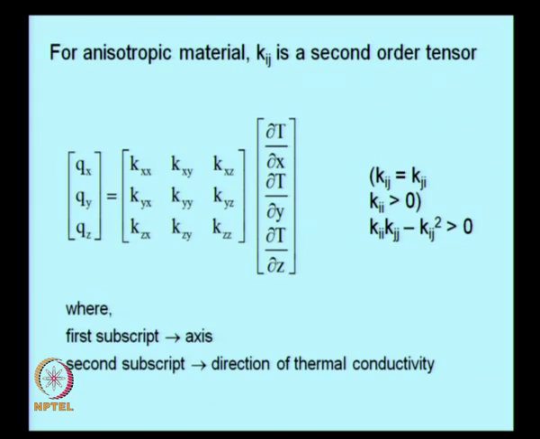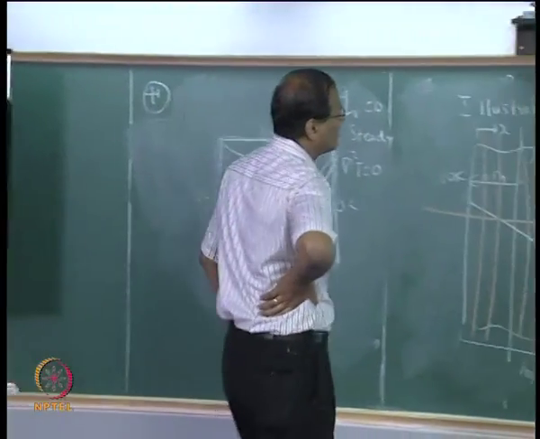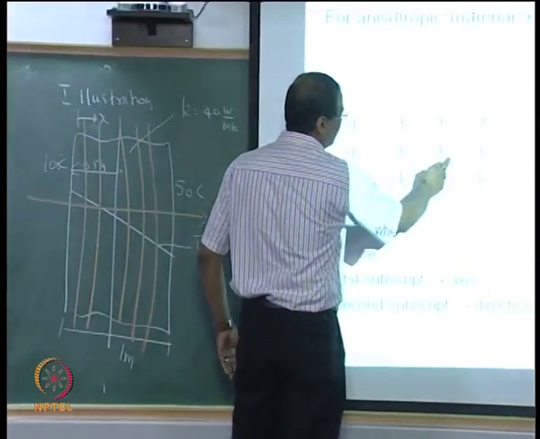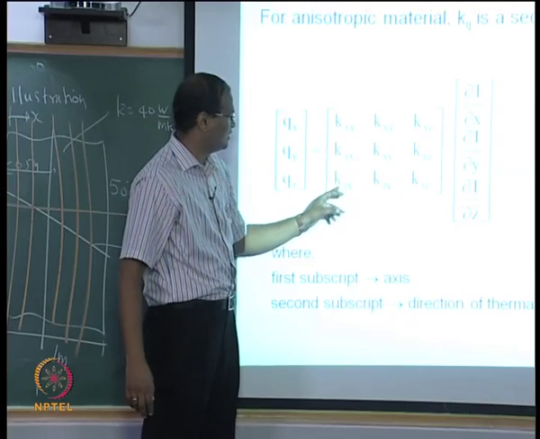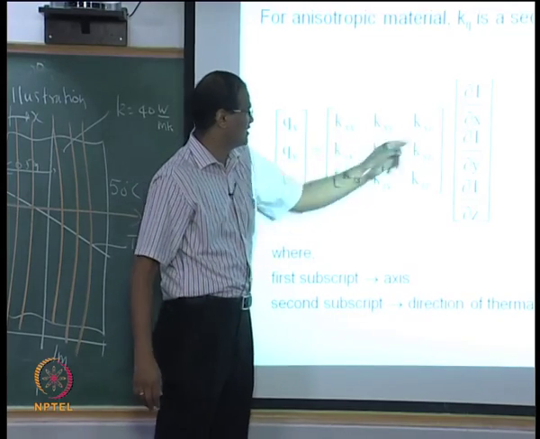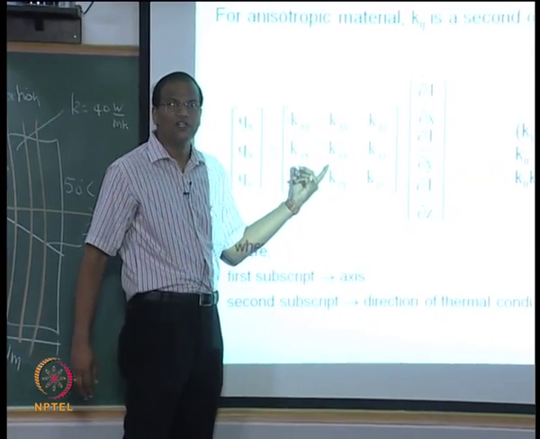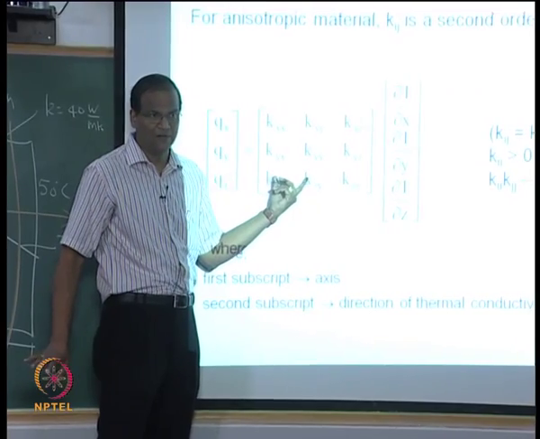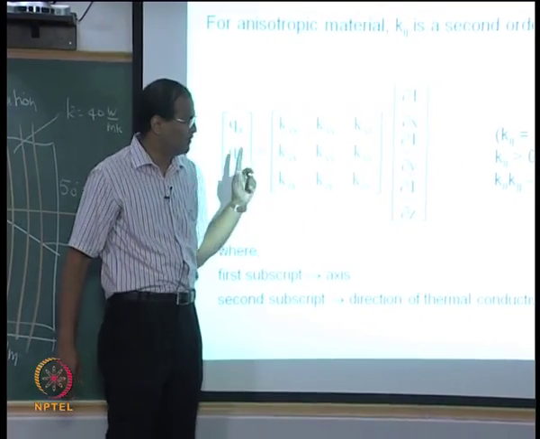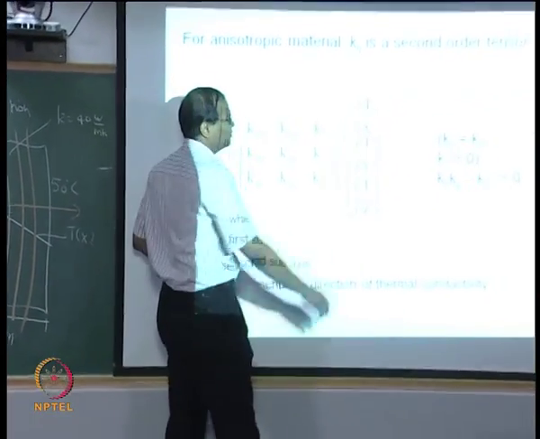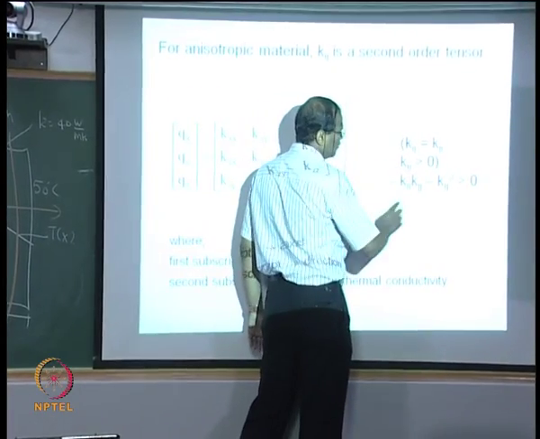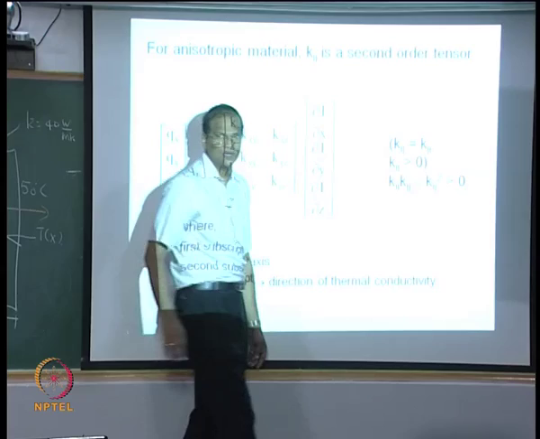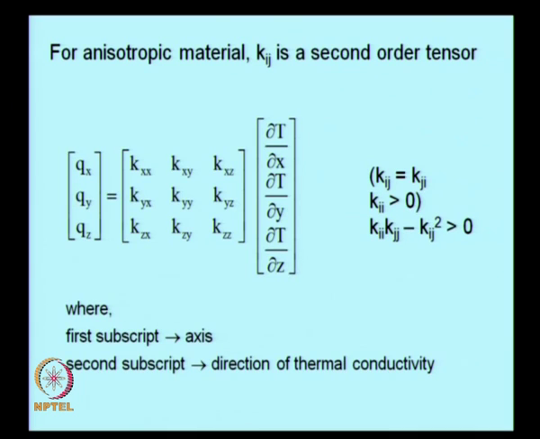It has got 9 components. Along the principal axis, main diagonal, you have got kx, ky, kz, and because of symmetry, kxy, kyz, kyx, kxz, kzx, and so on. So it has got 6 elements which have to be determined, other 3 come by symmetry, right. It has to satisfy these properties, kij equal to kji, kii is greater than 0, and kii kjj minus kij square is greater than 0. Therefore it is a positive definite matrix.